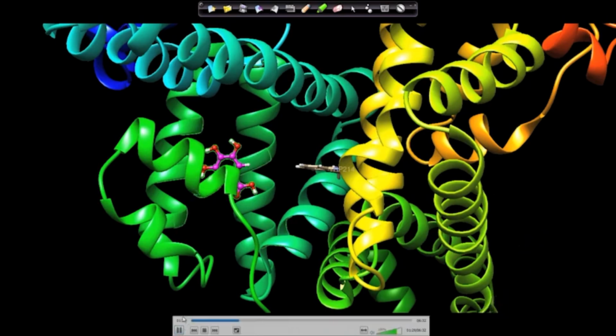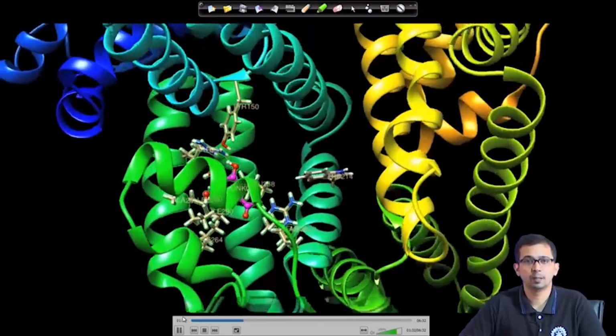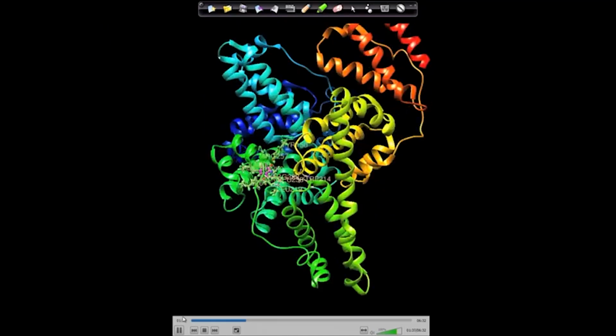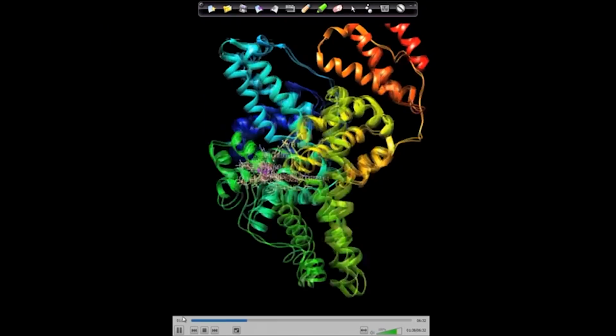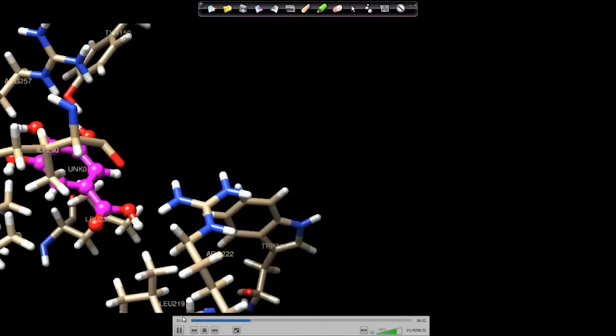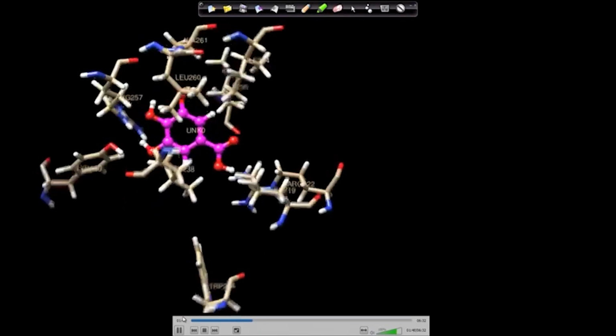So, for that we have selected a few local regions around this gallic acid moiety, and these are the protein residues. We have labeled them, and in order to visualize them properly, we first have to remove the ribbon structure. We have removed it, and now we can see the nearby amino acid residues around this gallic acid.